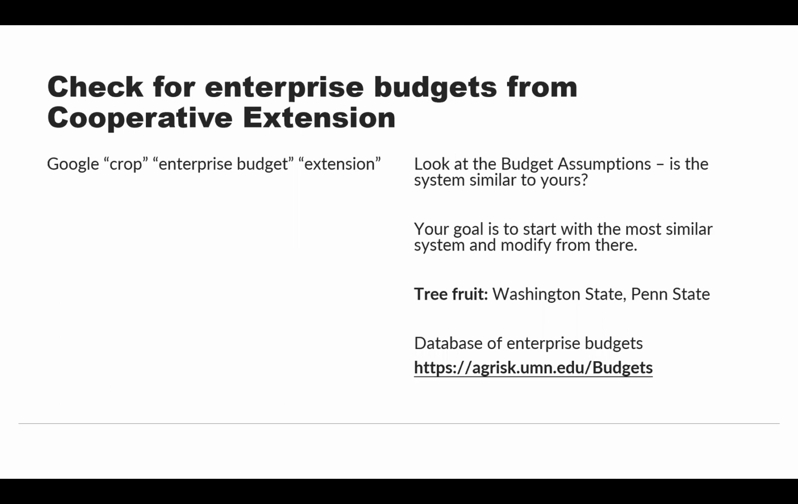So what you can do is you can Google crop, enterprise budget, and extension. And I say crop, but what crop you're looking for, what kind of system you're looking for, and then enterprise budget and extension, and you should get some. For tree fruit, Washington State and Penn State both have enterprise budgets for apples and for tree fruit. There's a pretty good database of enterprise budgets at University of Minnesota.